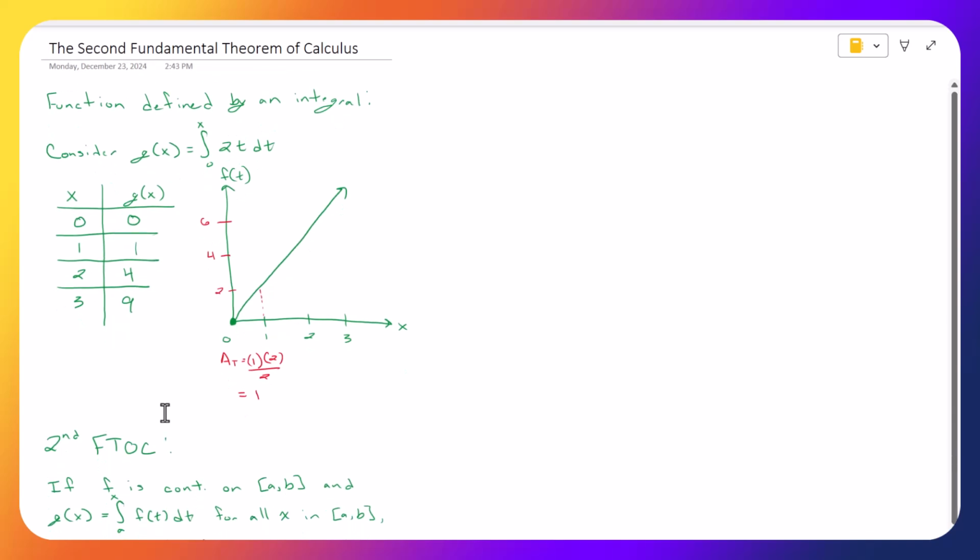But this is telling us that if we want to evaluate a function defined by an integral, we're just finding the area under the curve of that function. In this case, we use triangles, but you could use squares, you could use circles, you can use whatever shape the graph ends up giving you.